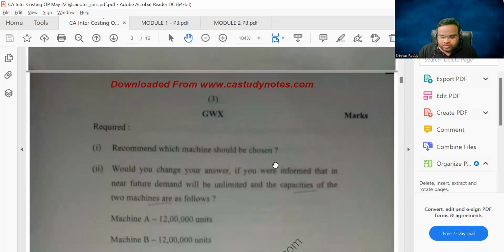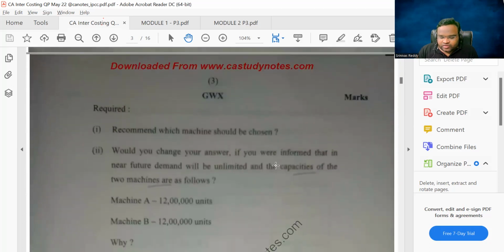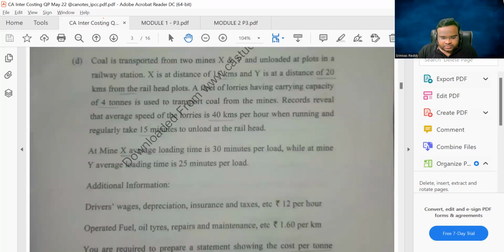When it comes to whether your answer will change when the near future demand will be unlimited and the capacity is given as 12 lakhs, you need to work out the profit again. Whichever gives you more profit, that should be taken. This may not be there exactly in the classroom material, but it is a simple question.